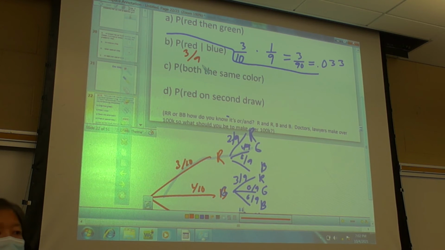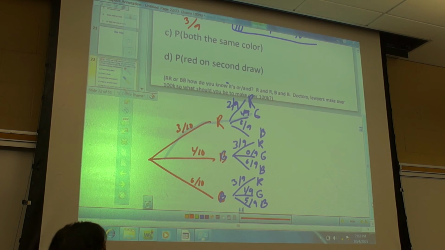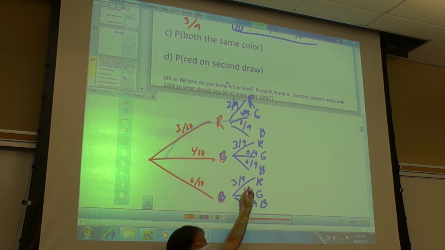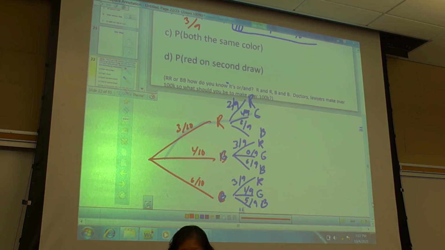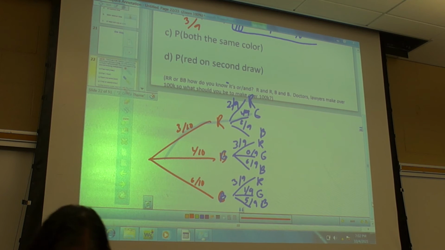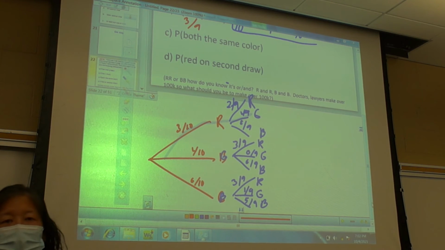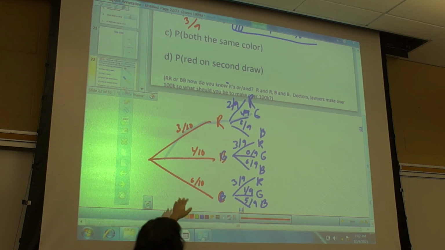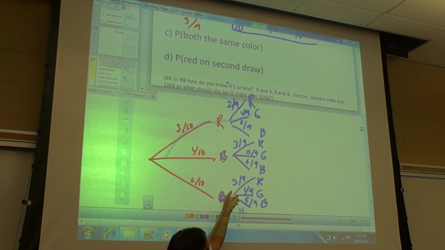Red given blue means if you're standing at blue, what's the probability of red? It means you know that blue has happened first. So they were like, red given I drew a blue marble first. Well, given I drew a blue marble first, I now only have 9 marbles, 3 of them are red.